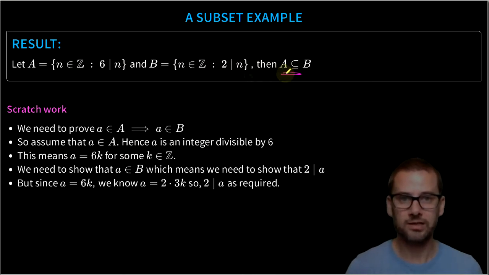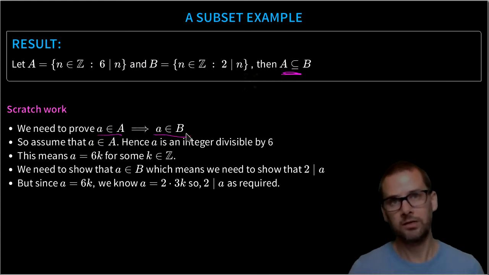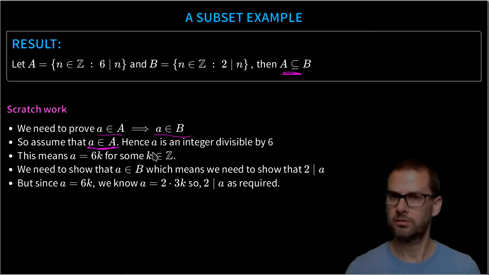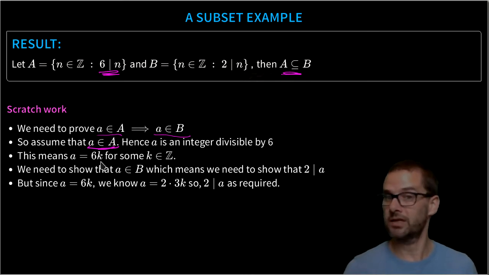Well, because this is a subset statement, we actually need to prove that if an element is in the first set, then it's in the second set. So it really is an implication, and so we can start by assuming something is in the first set and work our way to showing that it's in the second set. If something's in this first set A, then we know it's divisible by 6. So if a is in A, it's an integer divisible by 6, which means that a is equal to 6 times k for some integer k.